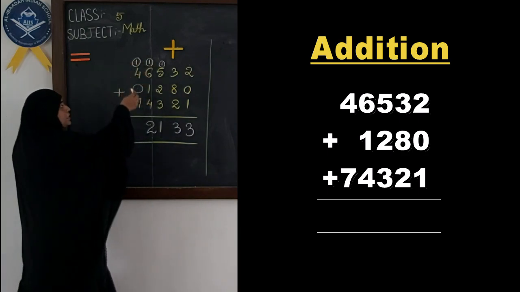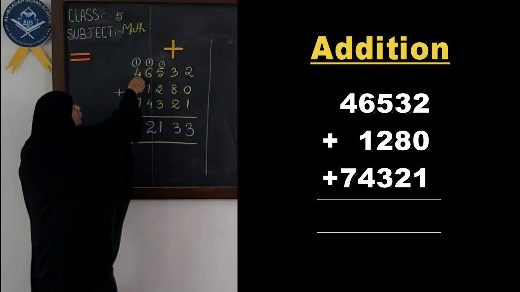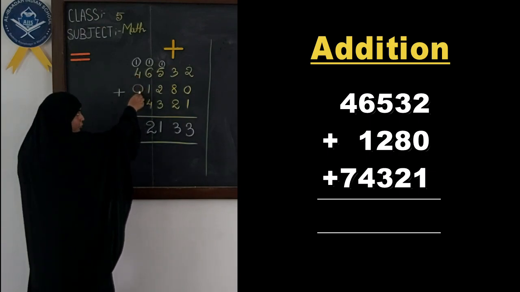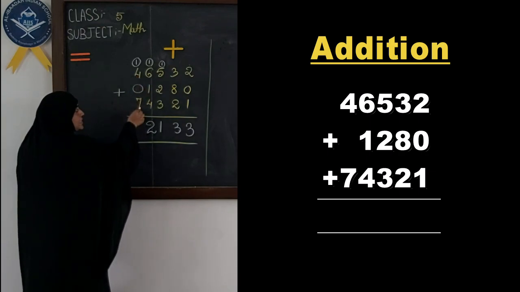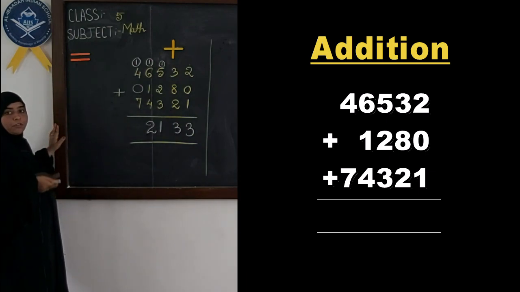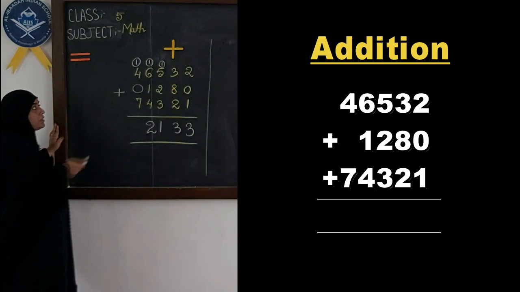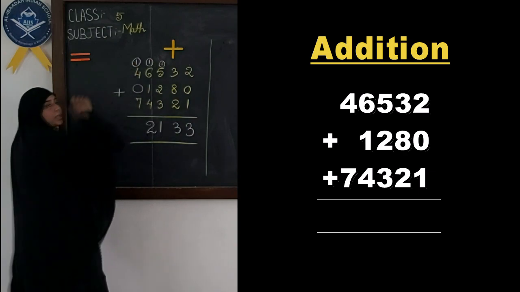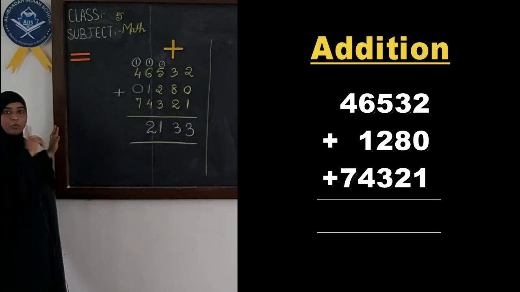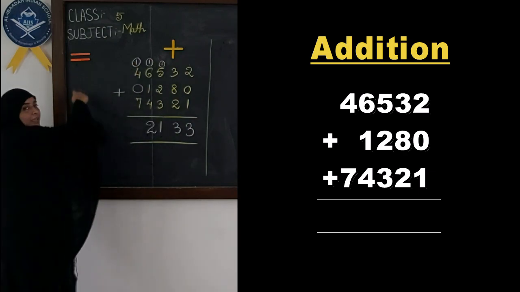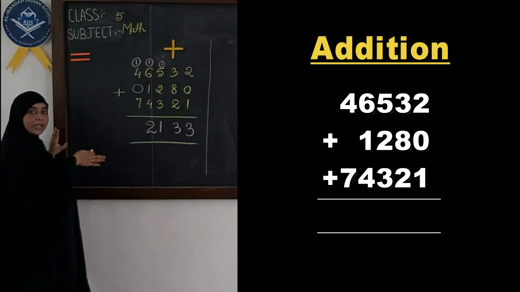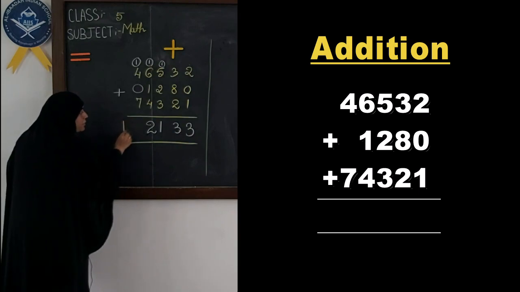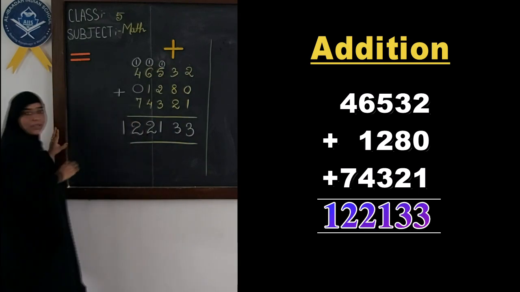So let's add them and see what answer we get. 4 plus 0 is 4. 4 plus 7 is 11. 11 plus 1, 12. Now what do we do? Should I carry again? But I don't have any other place to carry, right? So this time the final we will write over here itself, 12.